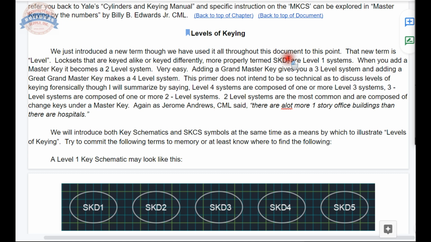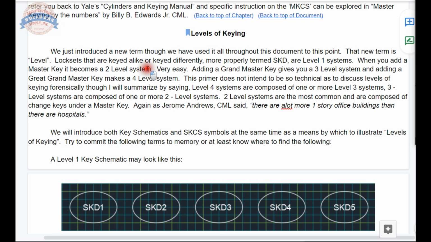But a level 1 is just simply locks keyed alike or keyed different. You can have as many or as few keyed alike or as many keyed different as the system calls for. They're just individual siloed locks. There's just a list of biddings with no TMK involved. When you add a master key, it becomes a level 2 system, or a 2-level system. It is simply that easy. Adding a grandmaster key gives you a 3-level system, and adding a great grandmaster key gives you a 4-level system.